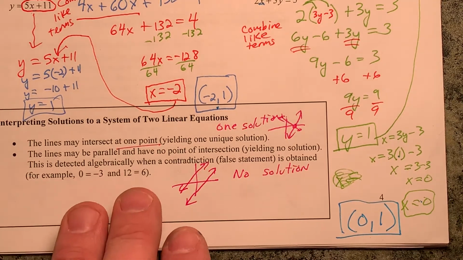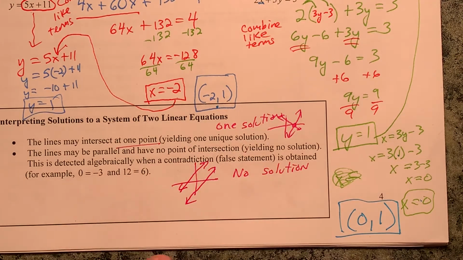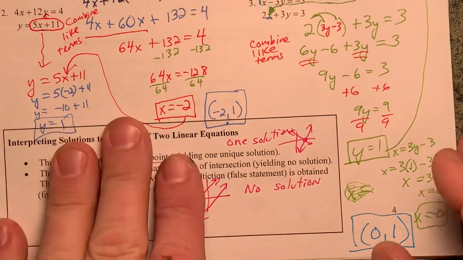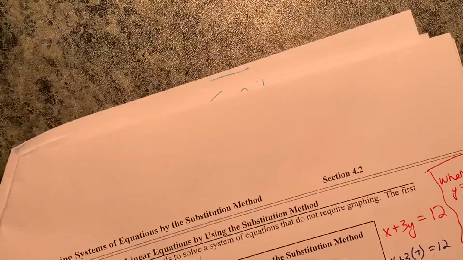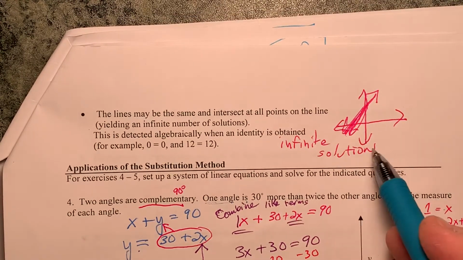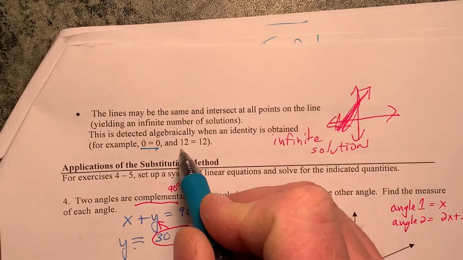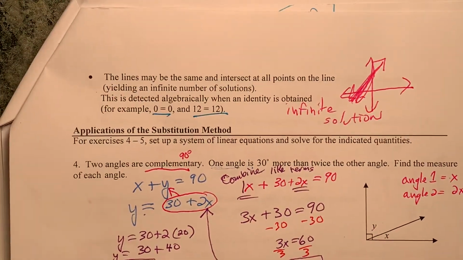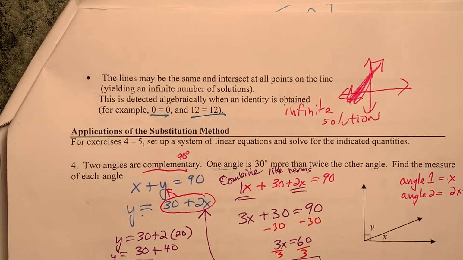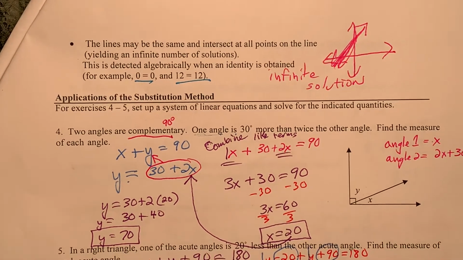Okay, then they said, hey, look, one point, one solution. If the lines cross in one point, it's one solution. If they never cross, it's no solutions. And if you got one line right on top of another line, it's infinite solutions. So if it's infinite solutions, you're doing it algebraically, you're going to get like 0 equals 0, 12 equals 12. If it's no solution, you're going to get something crazy like on the page before, like 5 equals 7 or something like that. All right, then a couple of word problems they have here.